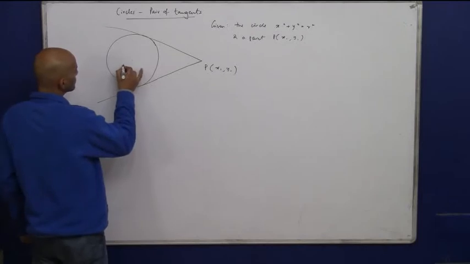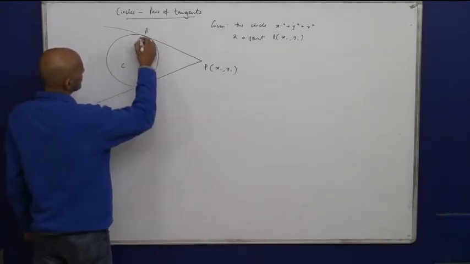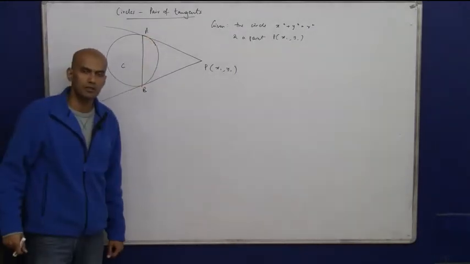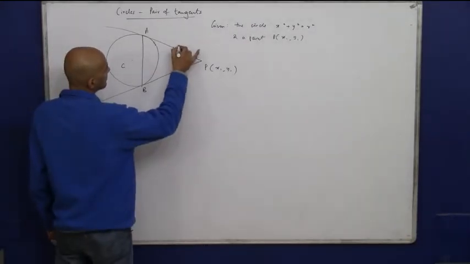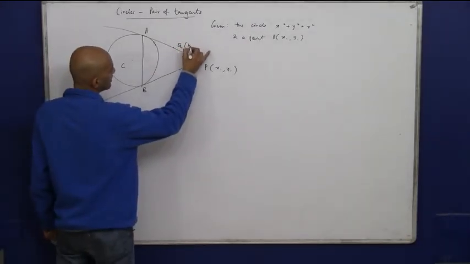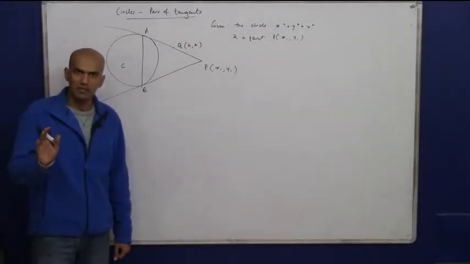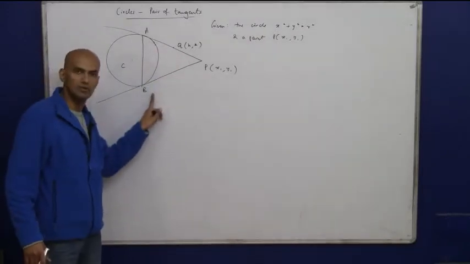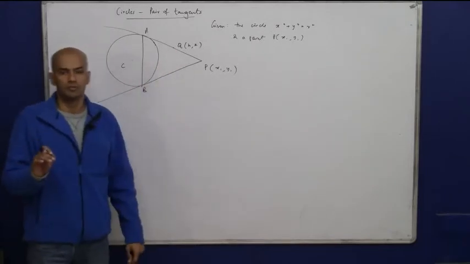Now, in order to be able to solve this problem, let's do one thing. Let's draw the chord of contact AB. Let's join A and B, and let us consider a point Q (h, k) on this tangent anywhere. It can be a point Q on this tangent. This Q can also be somewhere over here. Now, this is the point whose locus I wish to find.